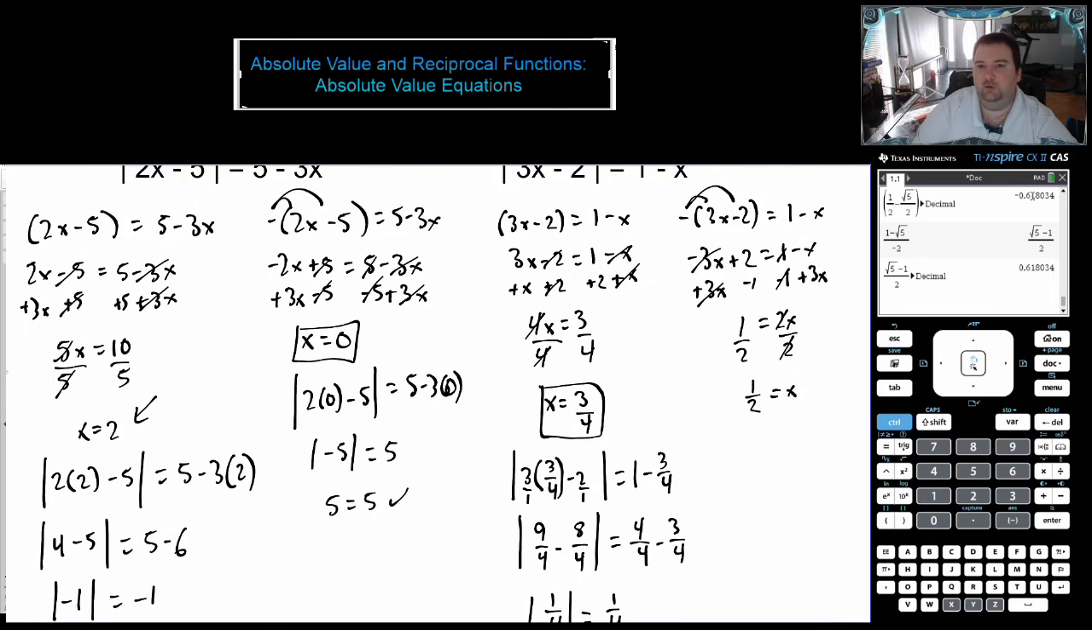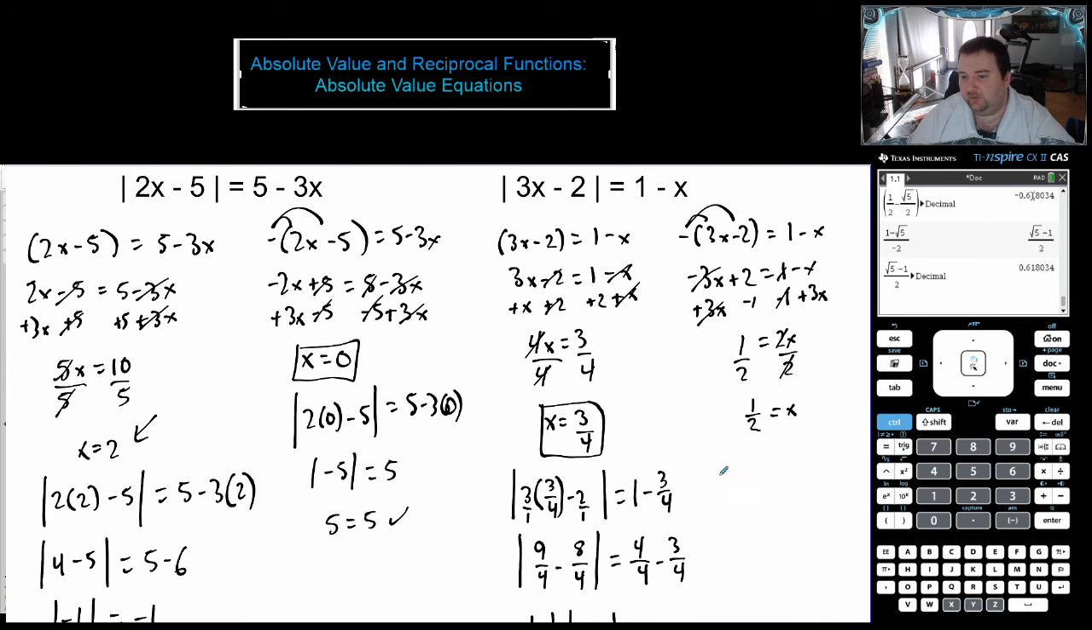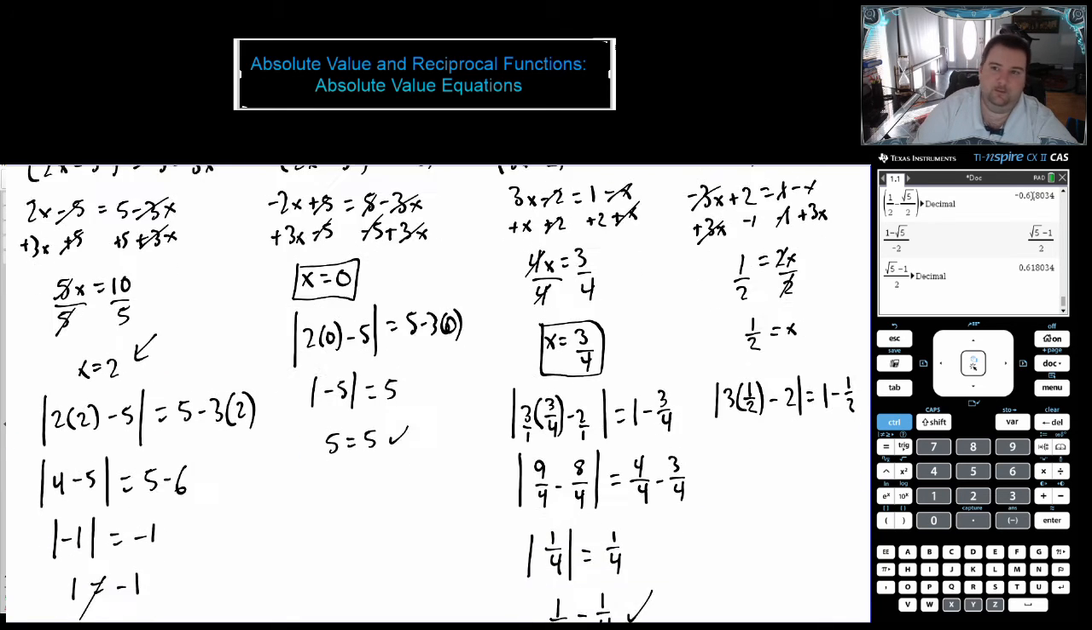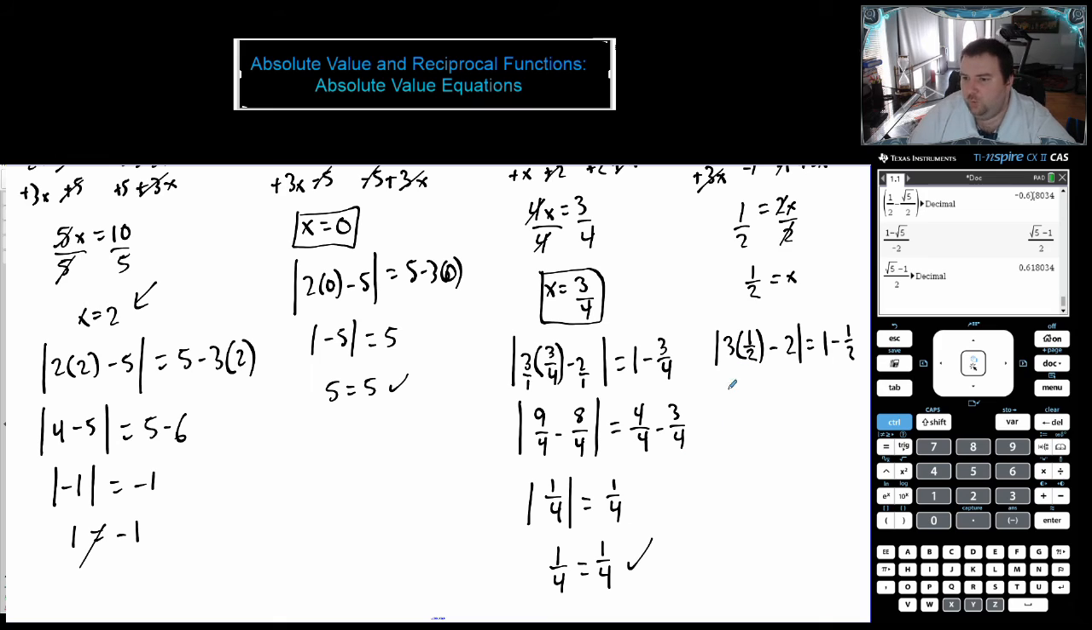So we're going to want to go up where we can see our absolute value expression. So we have 3 times 1/2 minus 2 equals 1 minus 1/2. Okay. What's 3 times 1/2? Well, again, that's 3 over 2. Minus, now this is 2. I want a denominator of 2 though. So this is going to have to be 4 over 2.